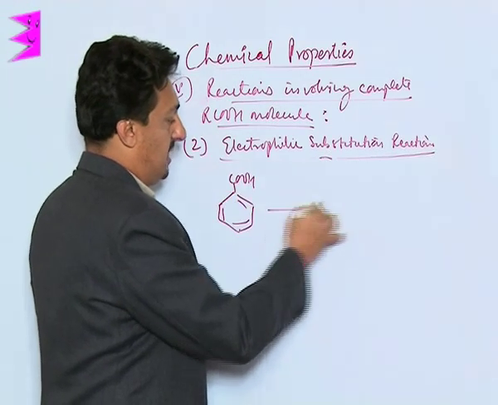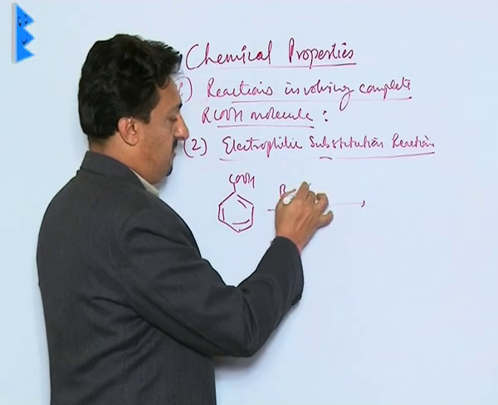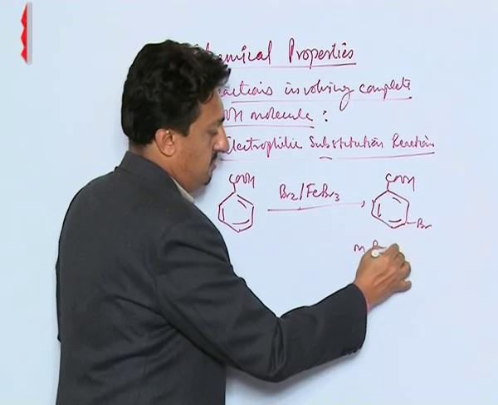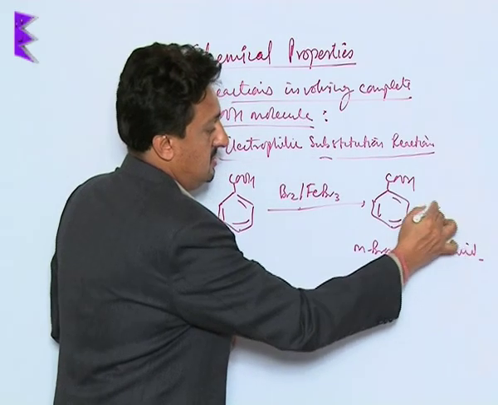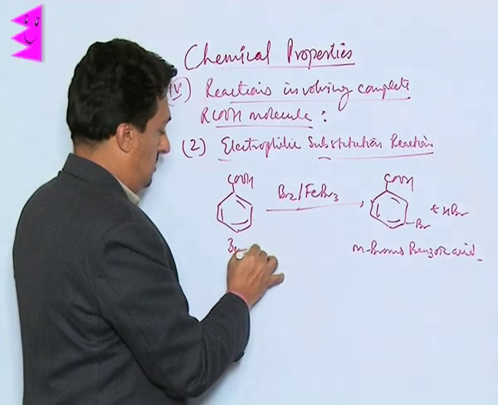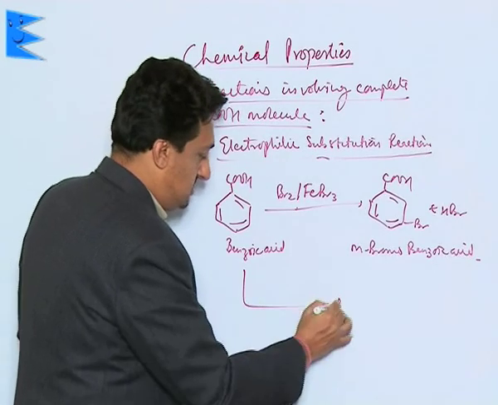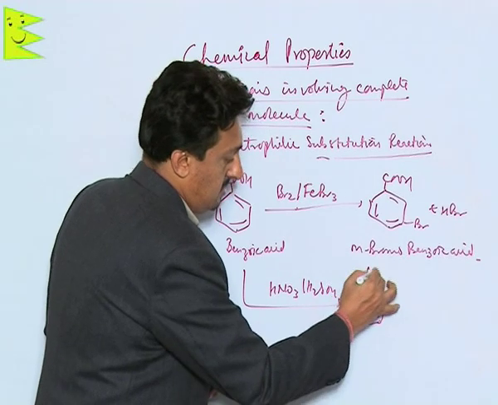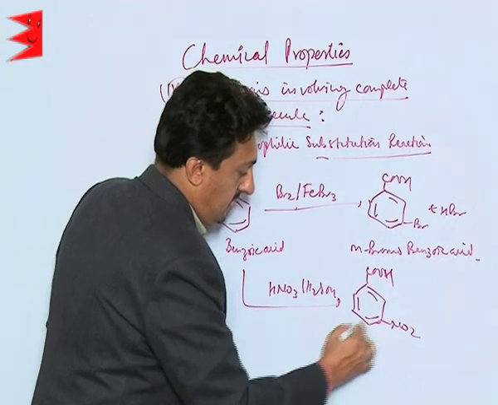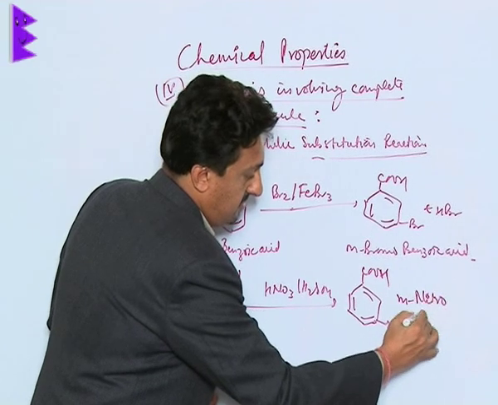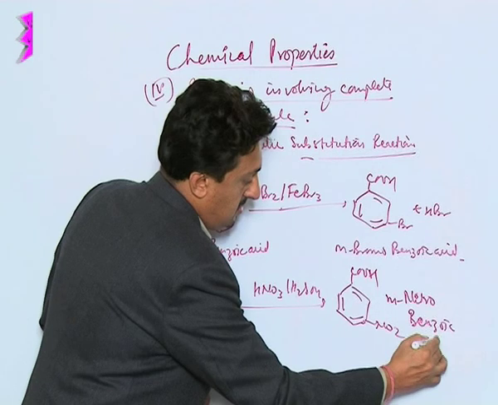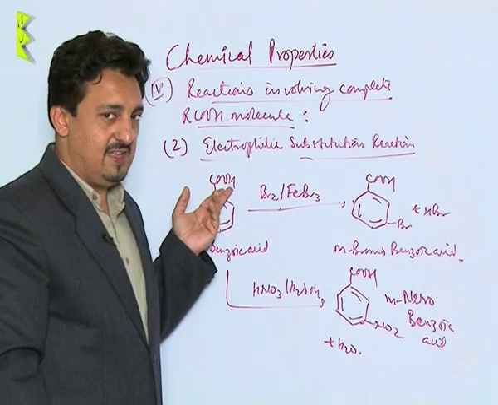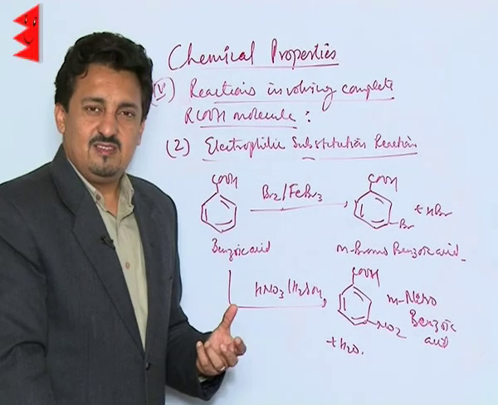And what we find is, if we are doing halogenation, like if we are reacting it with bromine in presence of ferric bromide, we get bromine at meta position. So it's called meta bromobenzoic acid plus of course HBr. And on nitration, with HNO3 and H2SO4, we get meta-nitrobenzoic acid. But what is most important to note is that due to this strong ring deactivating effect of the carboxylic group, the aromatic carboxylic acids don't show Friedel-Crafts reactions.